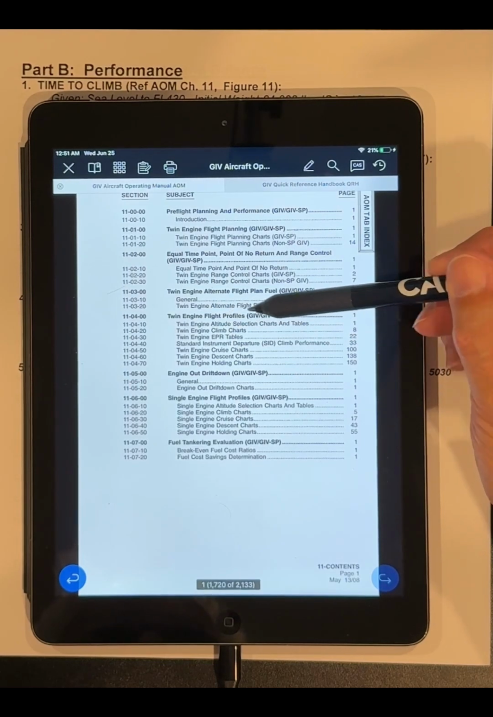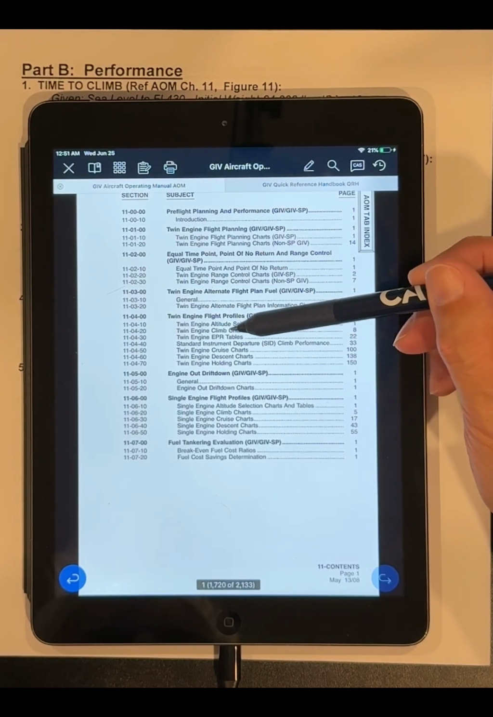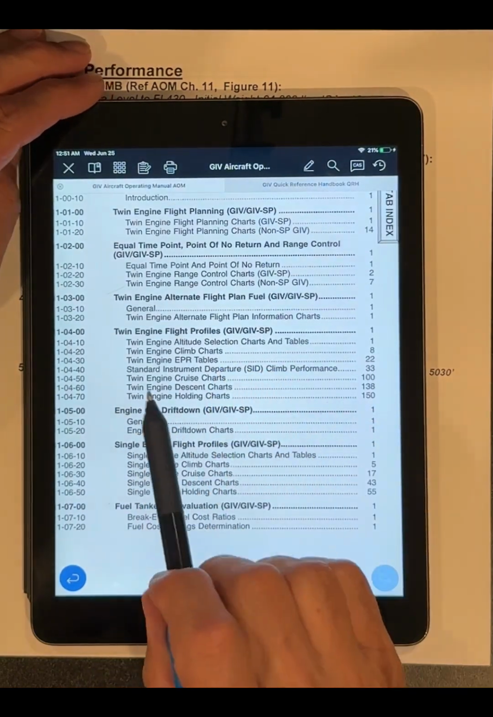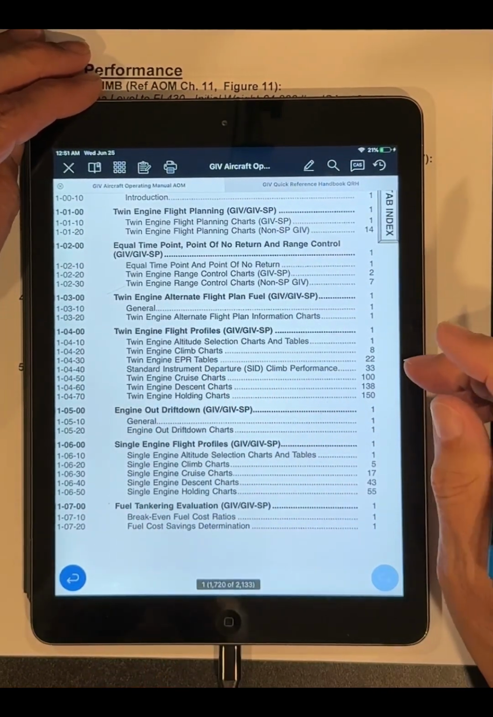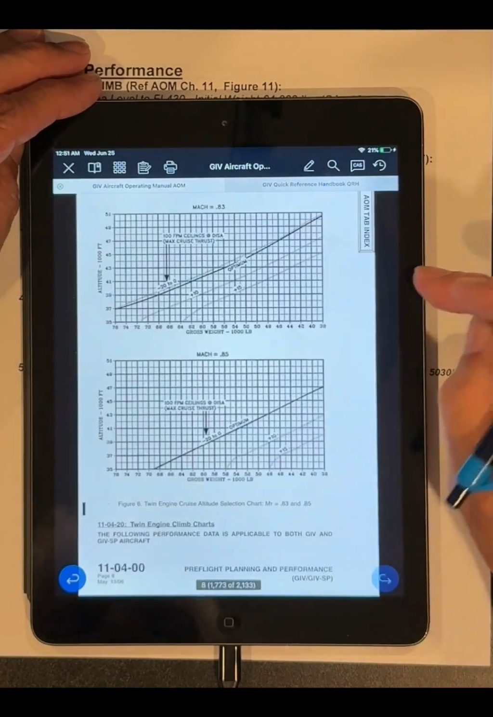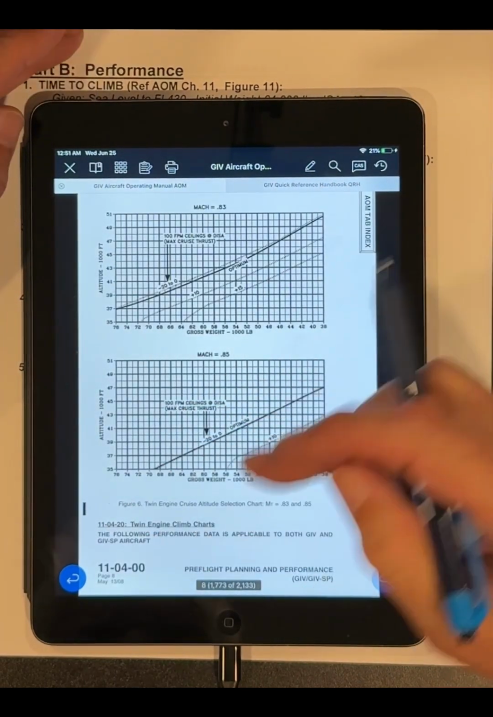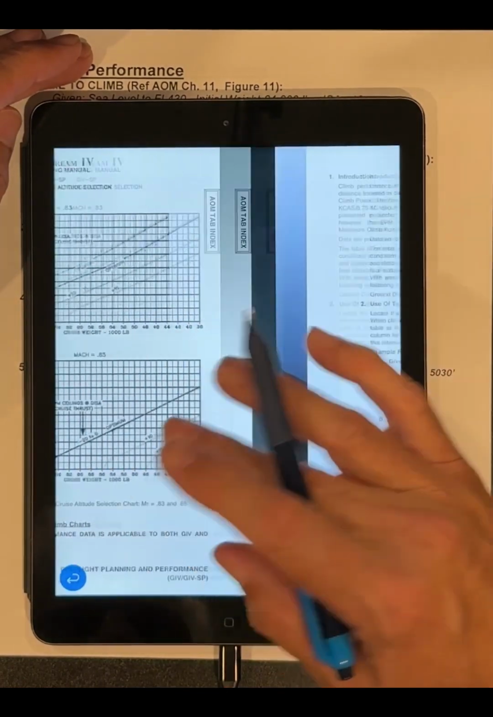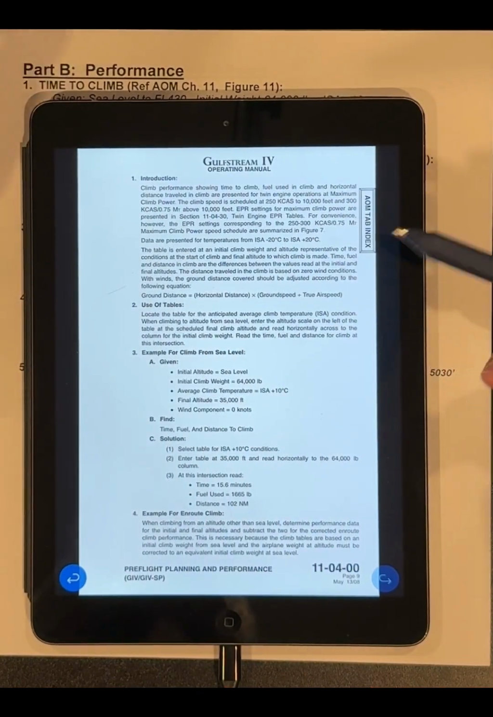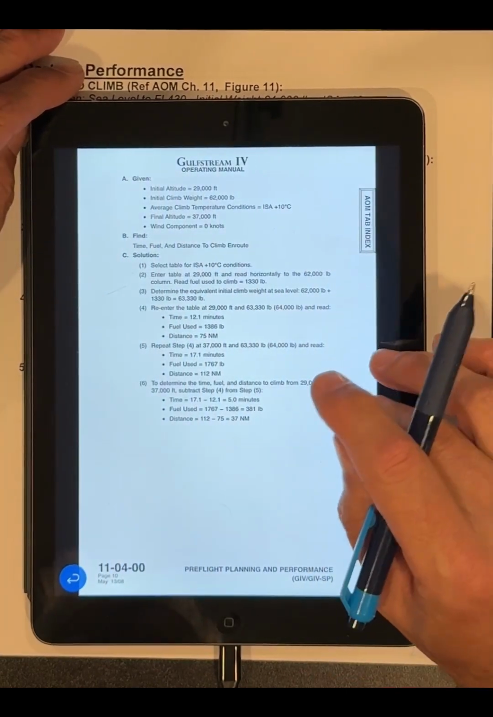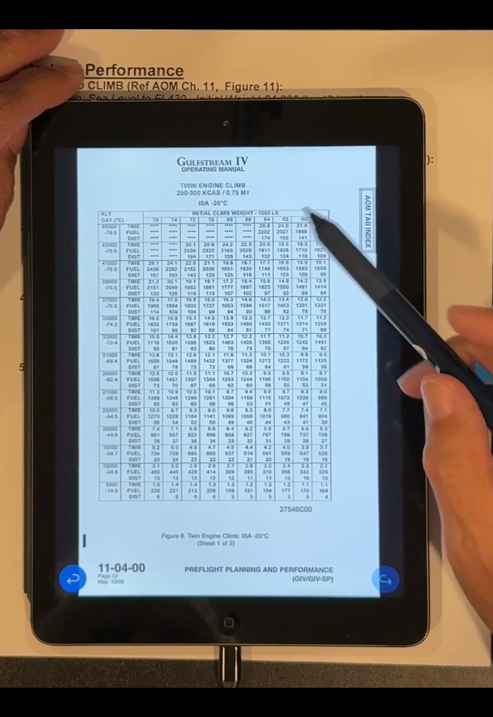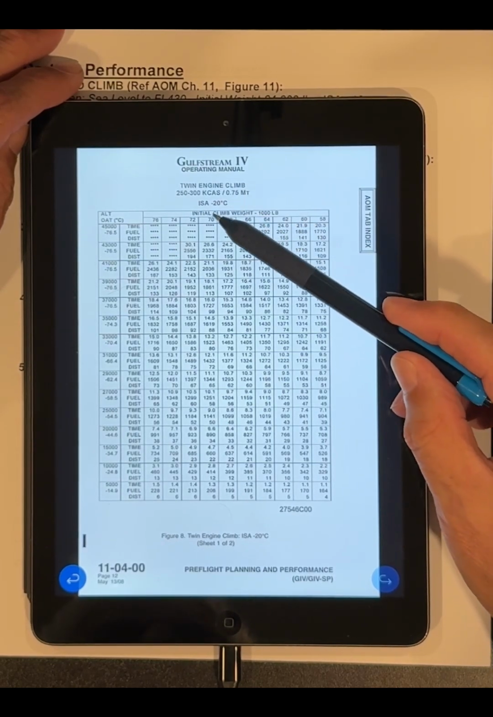Twin engine flight performance profiles. What does this say? Let's blow it up a little bit. Twin engine climb charts. So we want twin engine climb charts. We'll click that, and there it says twin engine climb charts, and it gives you information, examples.